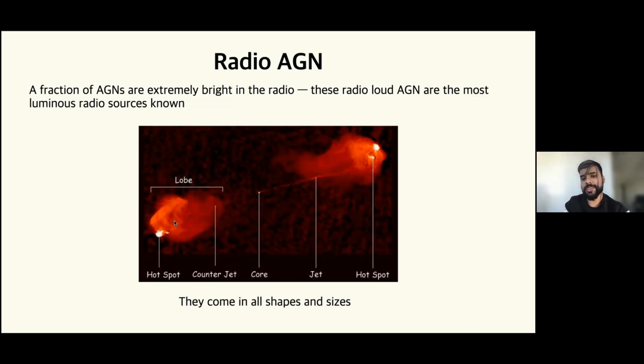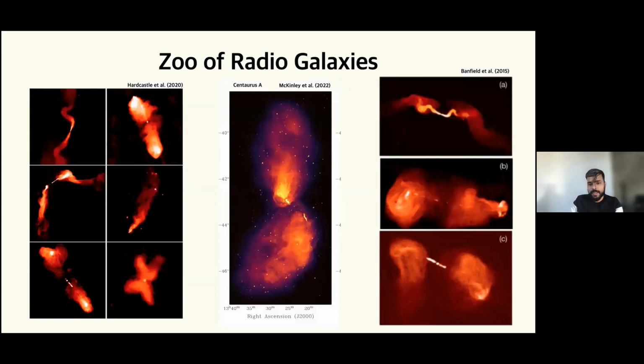Not all radio AGN are as clear cut in their structure. Some are very confusing, and they come in all shapes and sizes. So to give you an idea, this is a small zoo of radio galaxies. On the left top image, you can see there is a bright jet moving out, but then it wiggles, and then it gets more diffuse, which we call plumes, and then it's too faint to be detected after that.